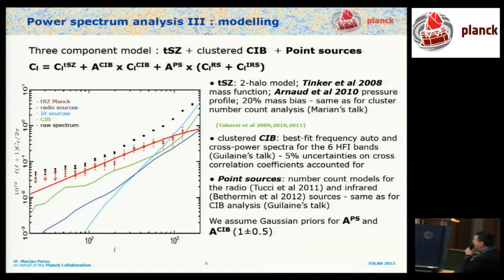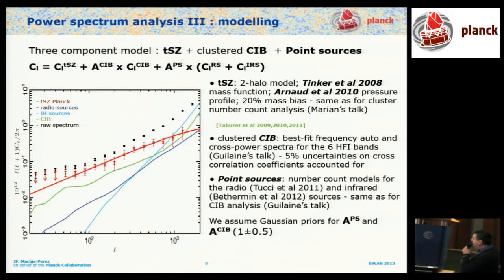For the cluster CIB, we did something similar. We used the model coming from the CIB paper that should be presented in the talk afterwards. So this model is based on the best fit frequency auto and cross power spectra for the 6 HFI bands, and we accounted for 5% uncertainty on those.